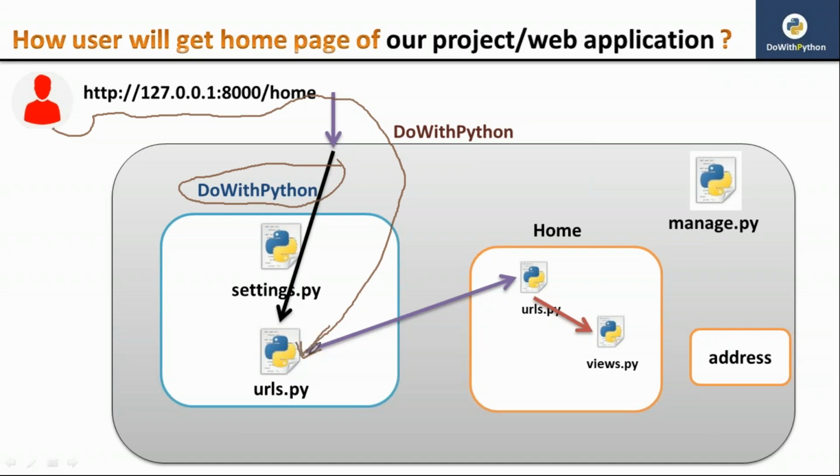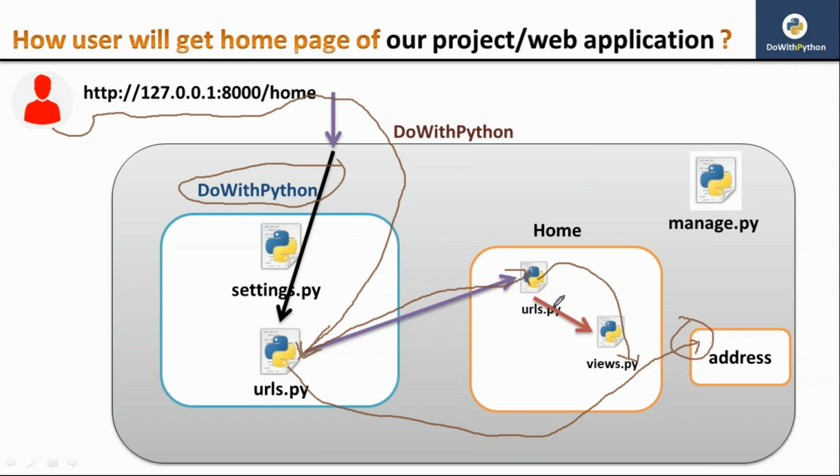From there, it will find out which URL this is, I mean for which application this is. Suppose if it is a home URL, it will send that request to the urls.py of home. In case it is an address URL, then it will send it to the urls.py file of the address application. And from that urls.py, it will give the response from the code in views.py.